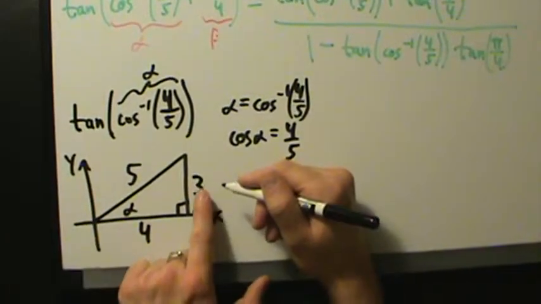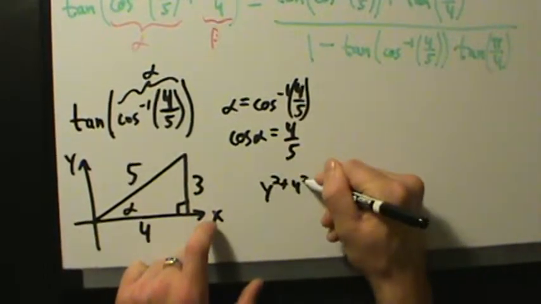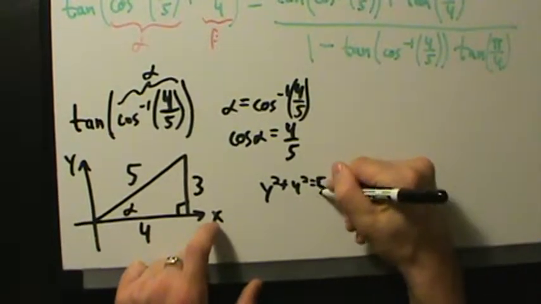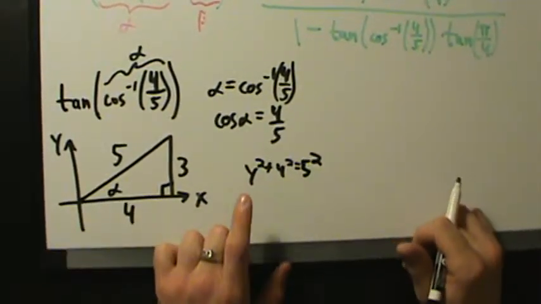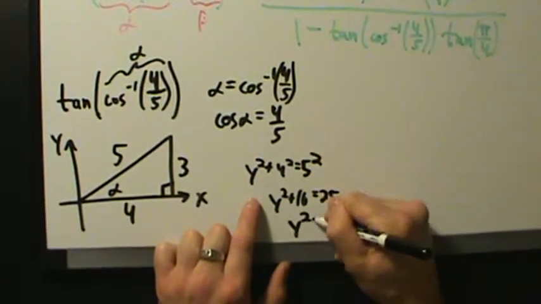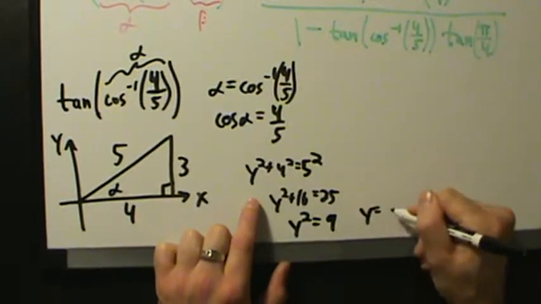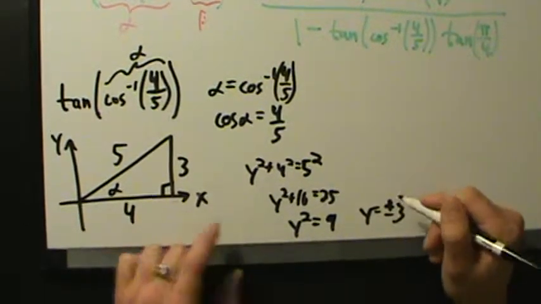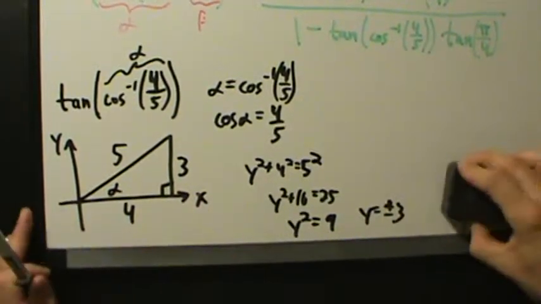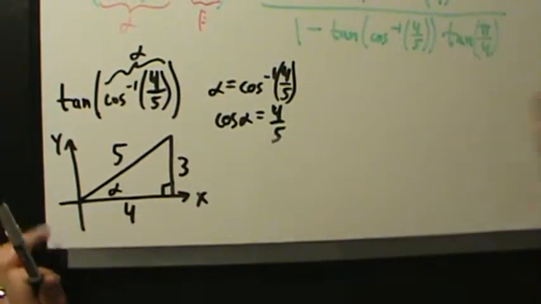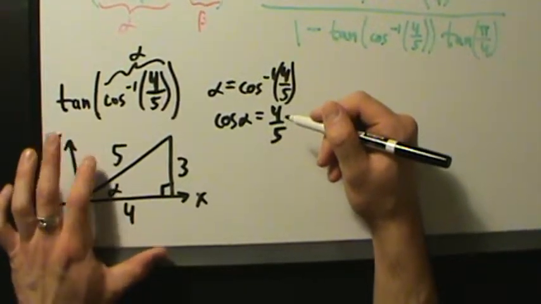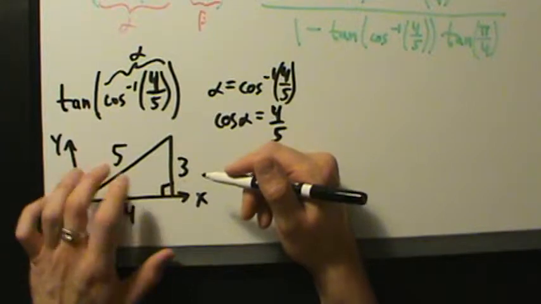Or you could call this side y, and then just do y squared plus 4 squared equals 5 squared, or 25. So y squared plus 16 equals 25. Subtract 16 from both sides. y squared equals 9, so y equals plus or minus 3. Then we take positive 3 because we're in the first quadrant where all the sides are positive. Or if you just remember, 3, 4, 5 is a Pythagorean triple. So if this is 4 and the hypotenuse is 5, the other side has to be 3.